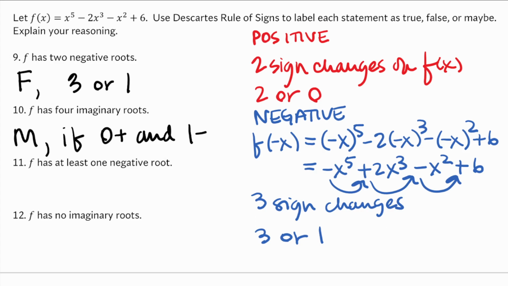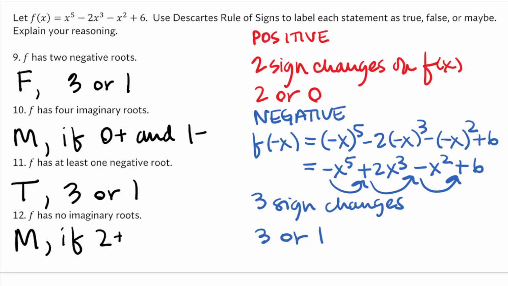Okay, f has at least 1 negative root. Yes, that must be true because my options are 3 or 1. f has no imaginary roots. Yeah, that could be possible if I had this 2 and that 3. So maybe, not a guarantee, if 2 positive and 3 negative.